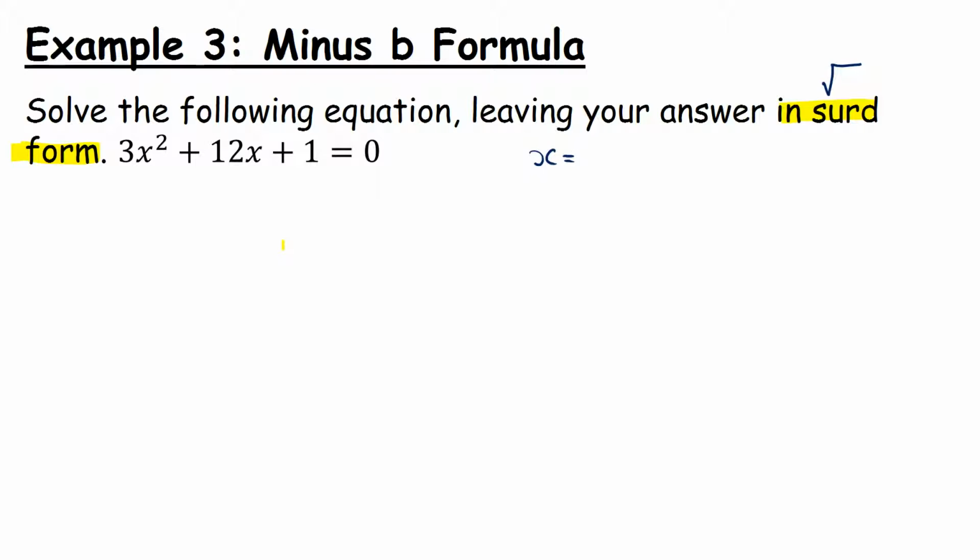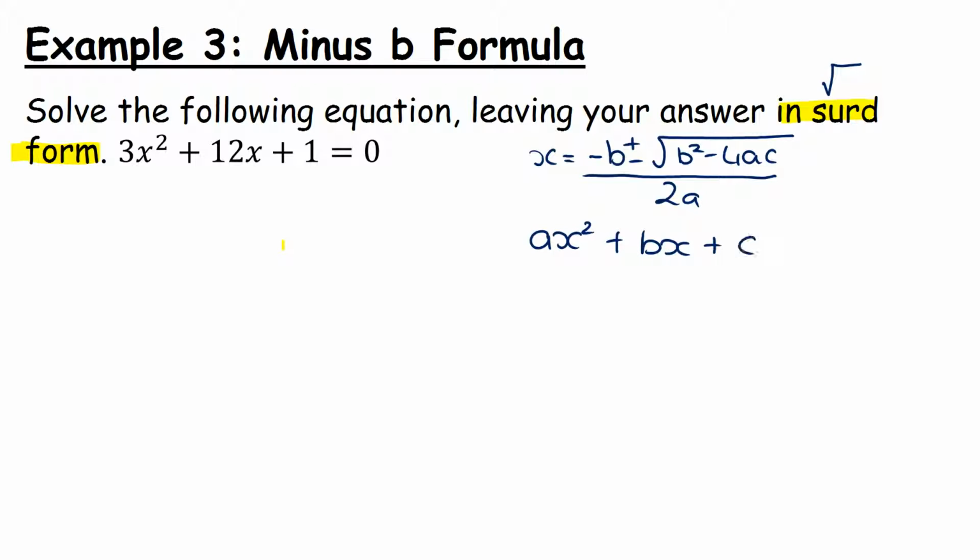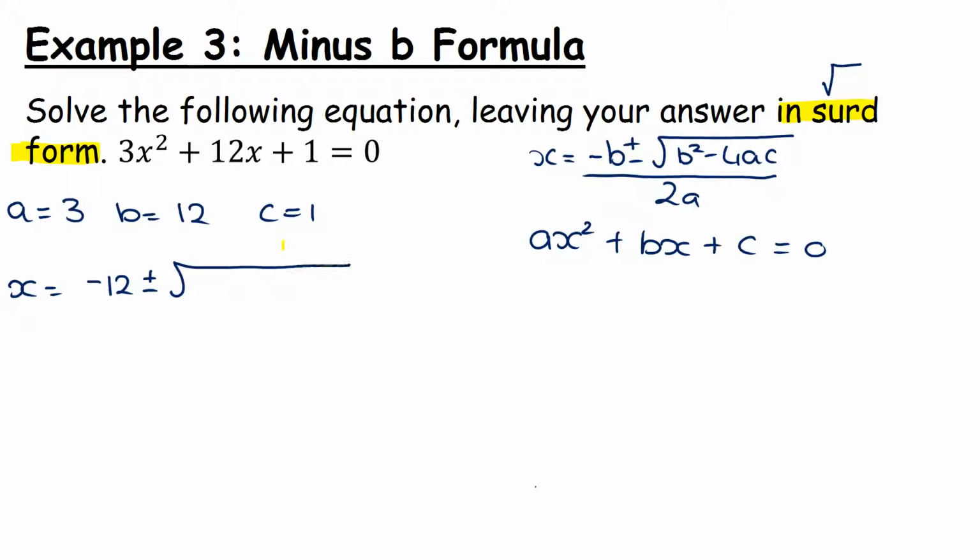So x is equal to -b plus or minus square root b squared minus 4ac all over 2a, where we're working with ax squared plus bx plus c equals 0. In this example here, a equals 3, b equals 12, and c equals 1. So subbing into our formula, we get x equals -12 plus or minus the square root of 12 squared minus 4 by 3 by 1, and that's all over 2 by 3. So let's clean that up.